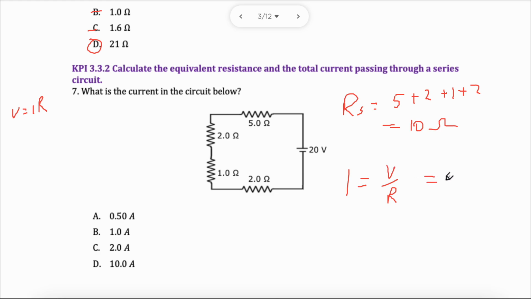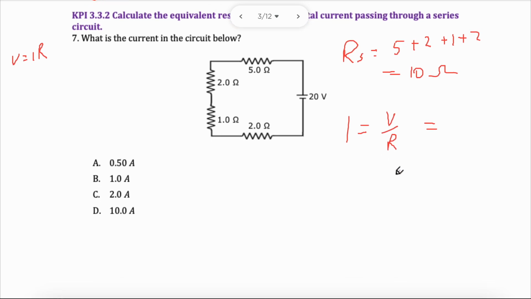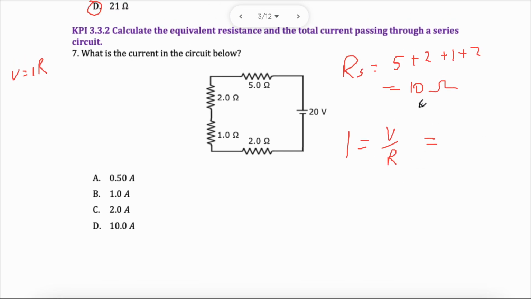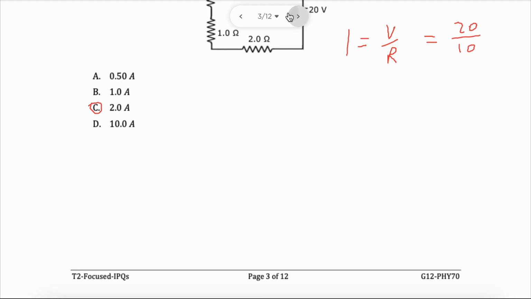When it comes to the end of term exam, we don't want these small problems because you don't want to lose marks for nothing. So be very careful. Do shift solve if you can't rearrange. I is V over R. We will do 20, divide that by 10. 20 divided by 10 is 2. The answer directly, we have C. The answer is 2. Okay, let's move on.